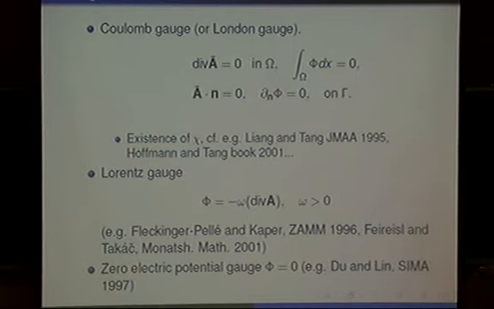Another important gauge is the Lorentz gauge, and this also has been analyzed in many previous papers. And also we have the zero electric potential gauge, which simply sets the electric field to be zero. And this has been analyzed by Du Chang and Lin Huang in 1997.